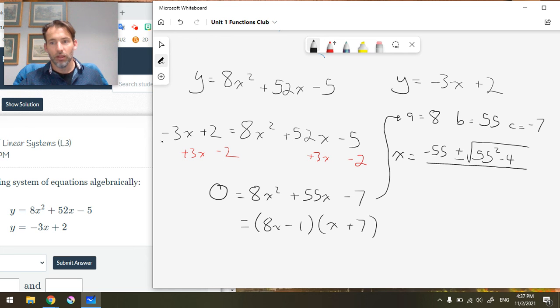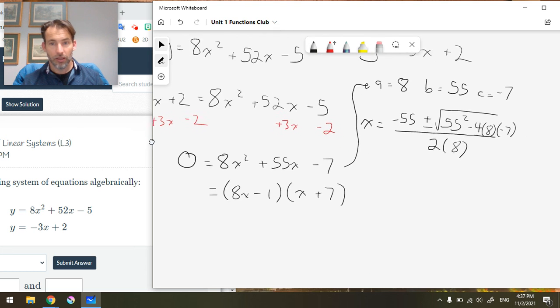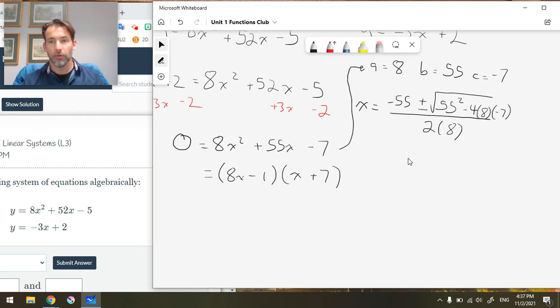Minus 4 times 8 times negative 7, all over 2 times 8. So that's just substituting into the quadratic formula. Now let's evaluate.